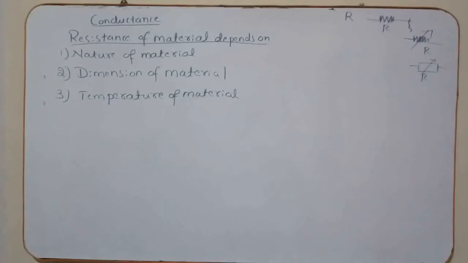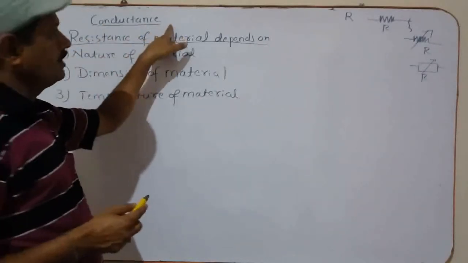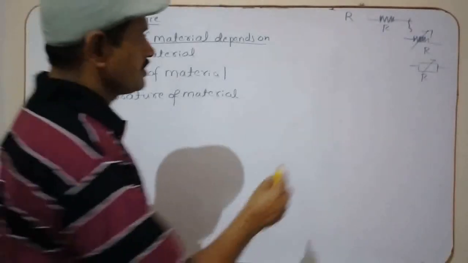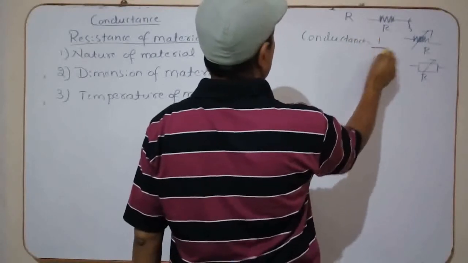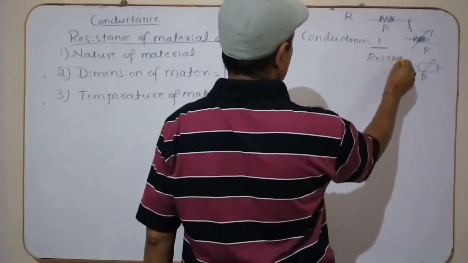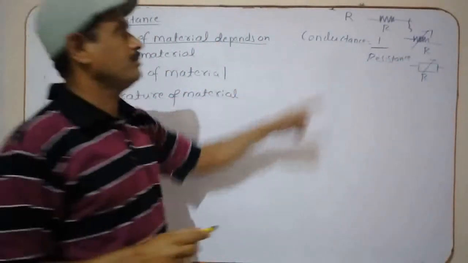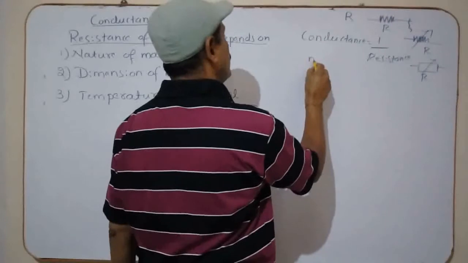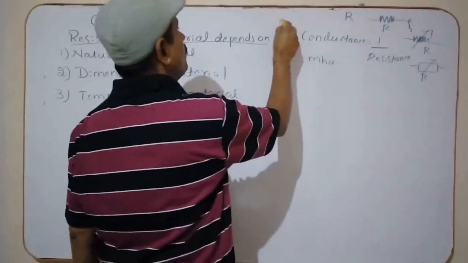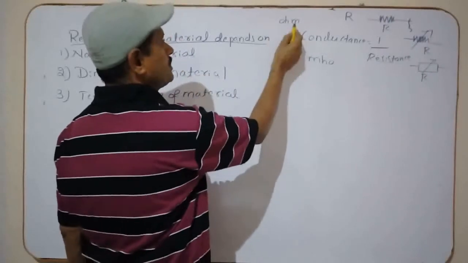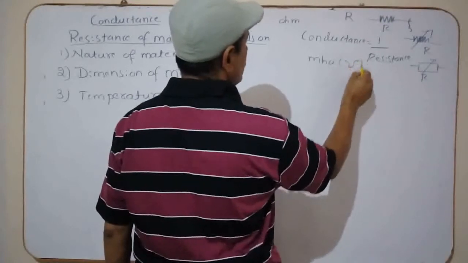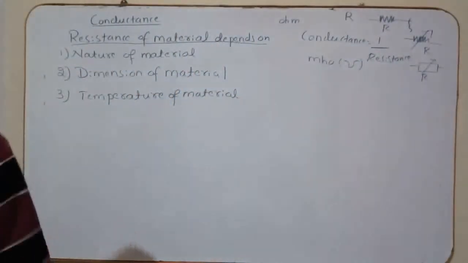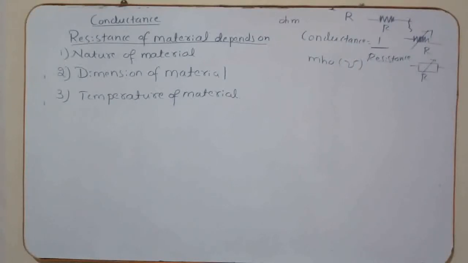Now, what is conductance? Conductance is the reciprocal of the resistance. Conductance is equal to 1 upon resistance. The SI unit is mho. That is, we write ohm, and the opposite of it is mho. The symbol is like this. Or it is also said to be another unit, siemens.